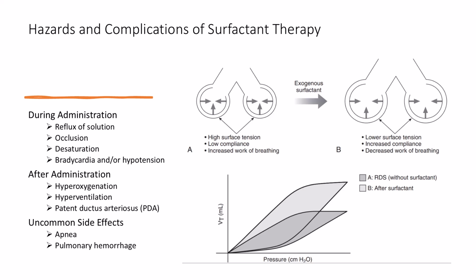Infection risk is also a potential complication, particularly because surfactant therapy involves invasive procedures, such as intubation and mechanical ventilation. These procedures can introduce pathogens into the respiratory tract, increasing the risk of infections like pneumonia or sepsis. Additionally, while natural surfactants are purified, there is still a theoretical risk of immune reactions to foreign proteins, although this is rare with modern preparations.